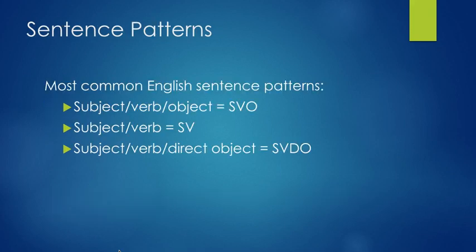So in the English language, there are a few sentence patterns that are very common, and this can help you when you're trying to identify where a subject is, where a verb might be in a sentence. So remember to try to keep this in mind. One of the most common would be the subject, verb, object, or SVO pattern. You can also just have the subject, verb. You don't even need to have an object to have a complete sentence.